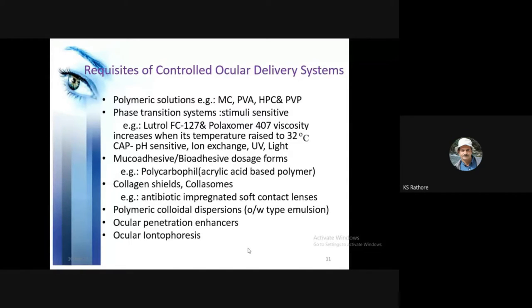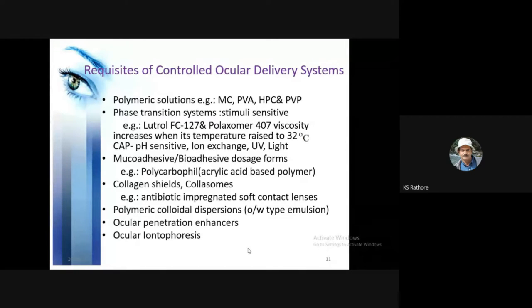And for pH sensitive systems, we use cellulose acetate phthalate. Also, UV radiation or light can cause a solid to gel transition. So these are the controlled delivery systems, and mucoadhesive, bioadhesive dosage forms. We use polycarbophils, like acrylic acid based polymers. Collagen shields are used, that is collasomes. These are used for antibiotic impregnated soft contact lenses. These soft contact lenses are impregnated with antibiotic drugs or other drugs which we want to use.